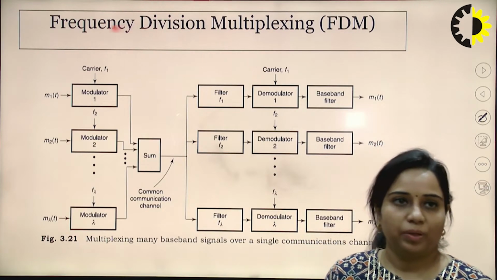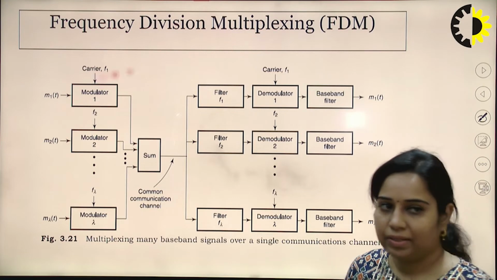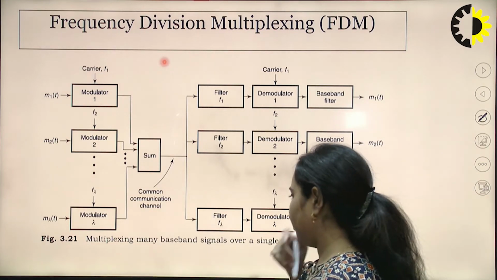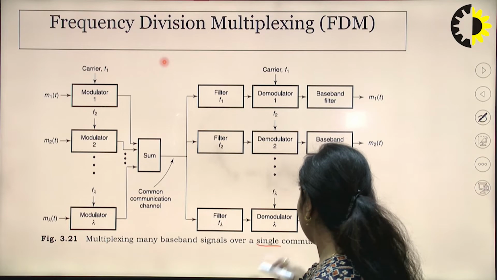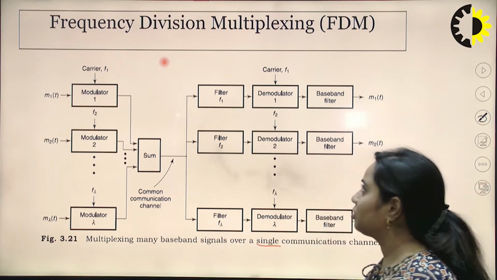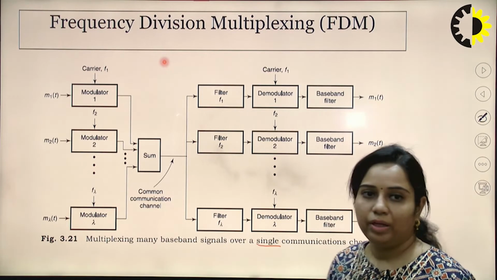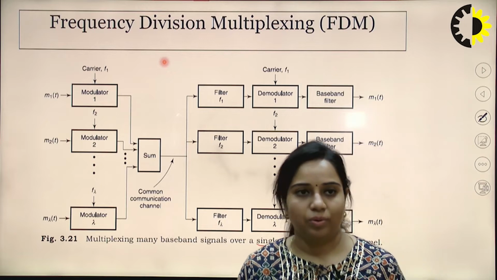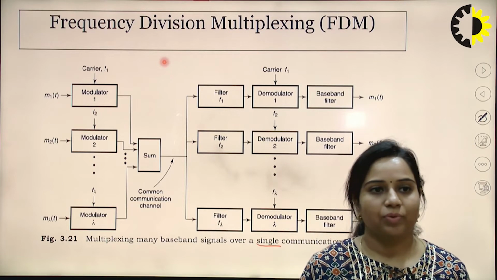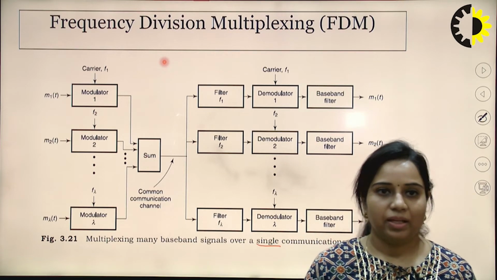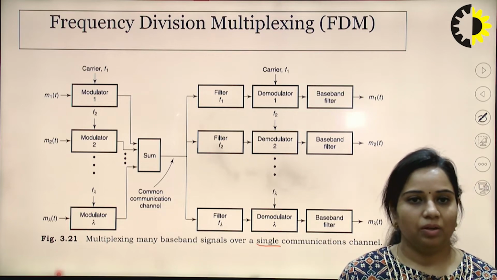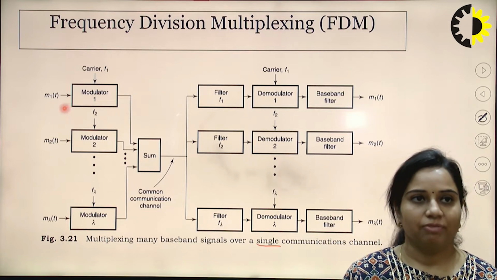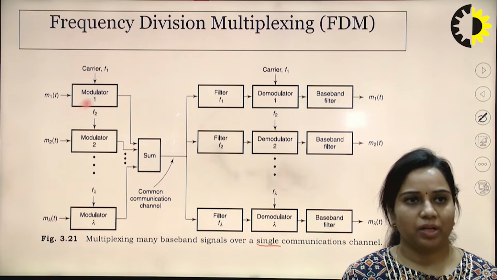Now next one is frequency division multiplexing. So multiplexing many baseband signals over a single communication channel. What is known as multiplexing? Multiplexing is basically when two or more users are using a common channel. Either they use a common channel on a time division basis or on a frequency division basis. That is the simplest kind of division.